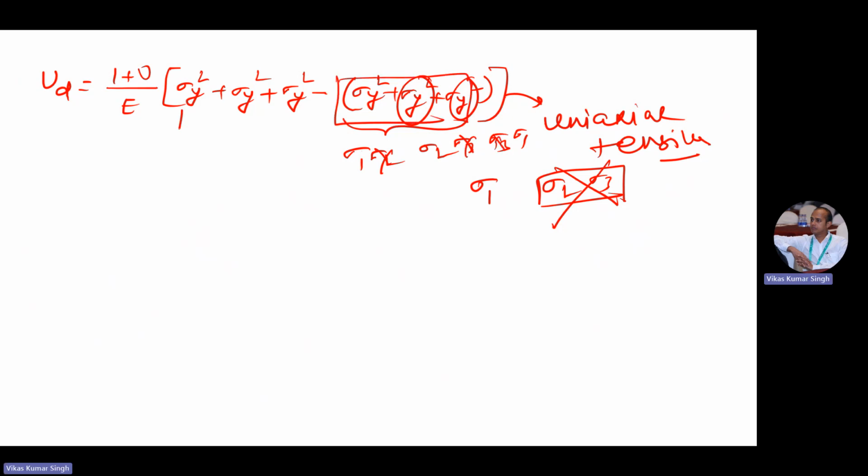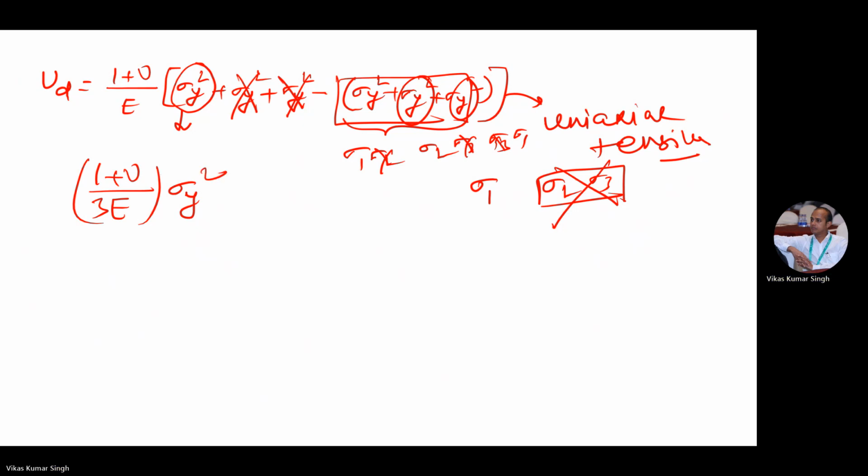Now here it was sigma 1, so sigma 1 means yielding is there in one direction only. Here it was sigma 2, this will become 0, this will become 0. So we have only (1 plus nu) by 3E into sigma y square. Okay, sigma y square.